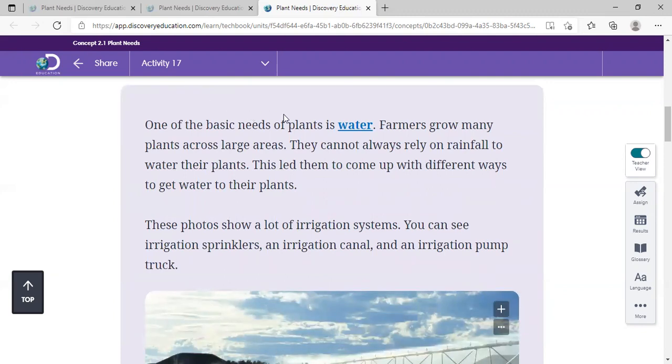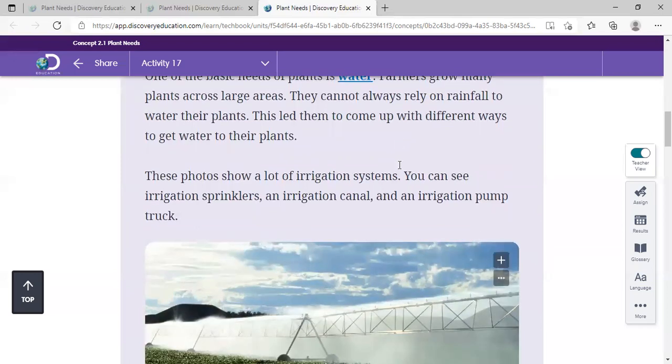One of the basic needs of plants is water. Yes, for sure. Farmers grow many plants across large areas. They cannot always rely on rainfall to water their plants. Yes, sometimes the farmers rely on the rainfall to water their plants, but not all the time. This led them to come up with different ways to get the water that the plant needs.